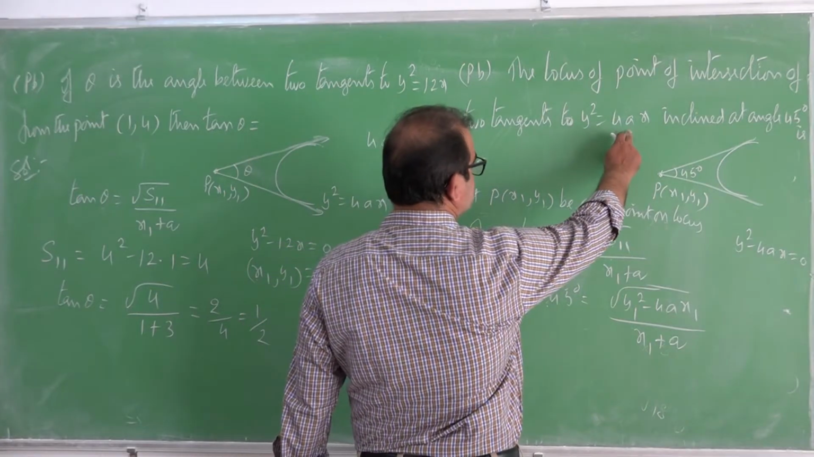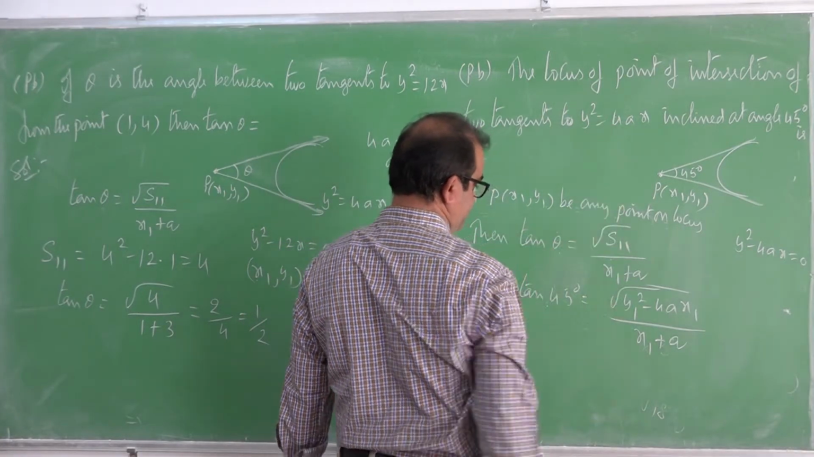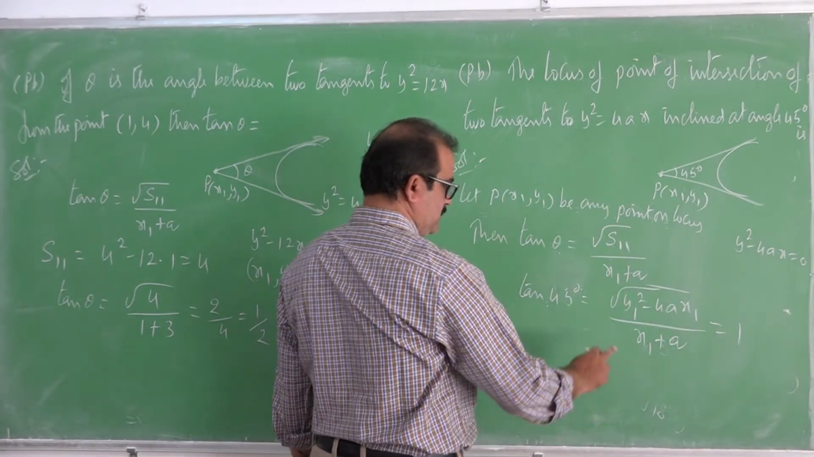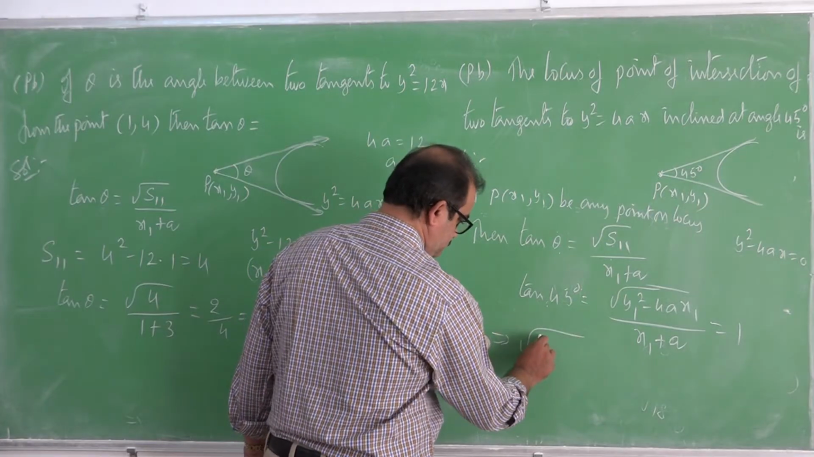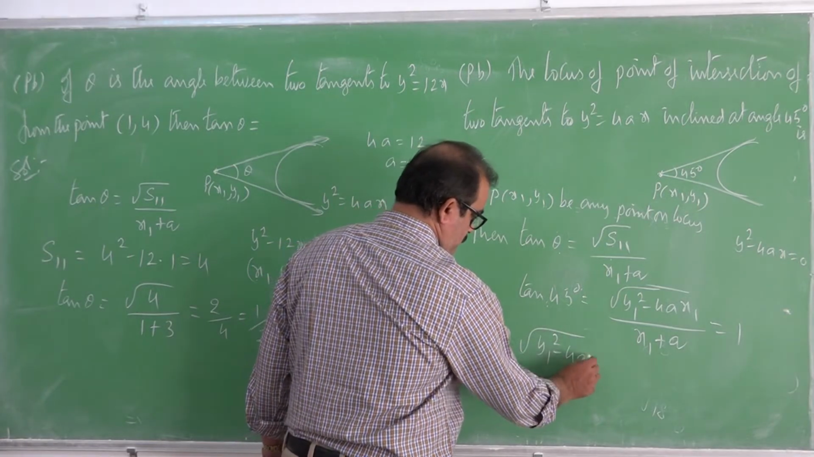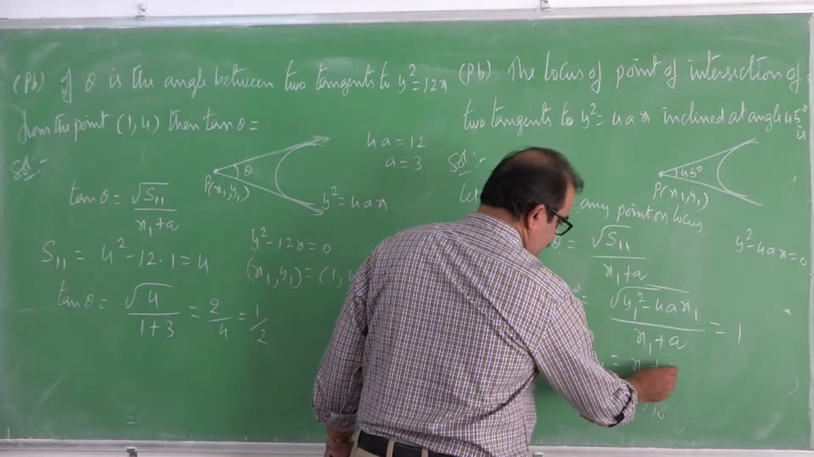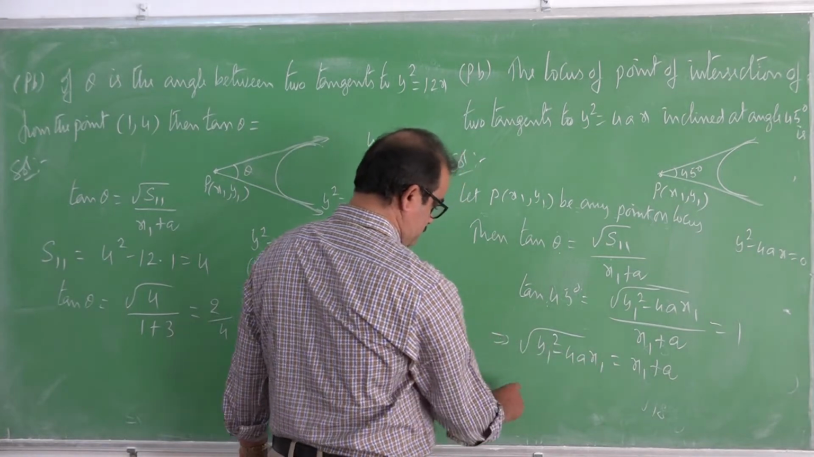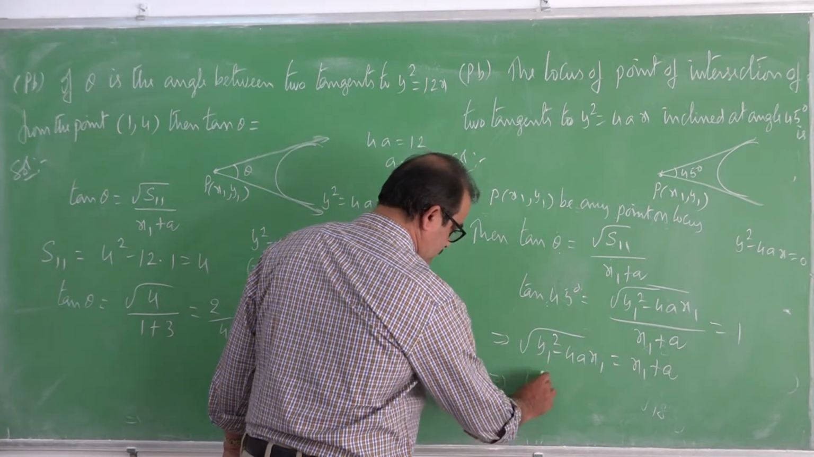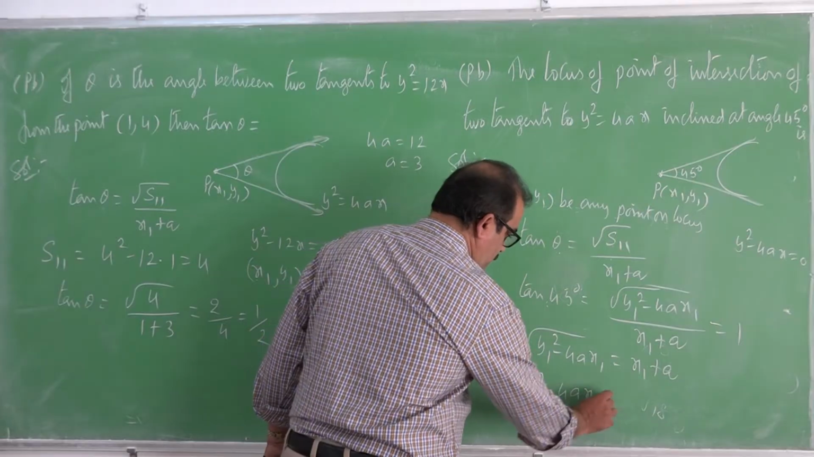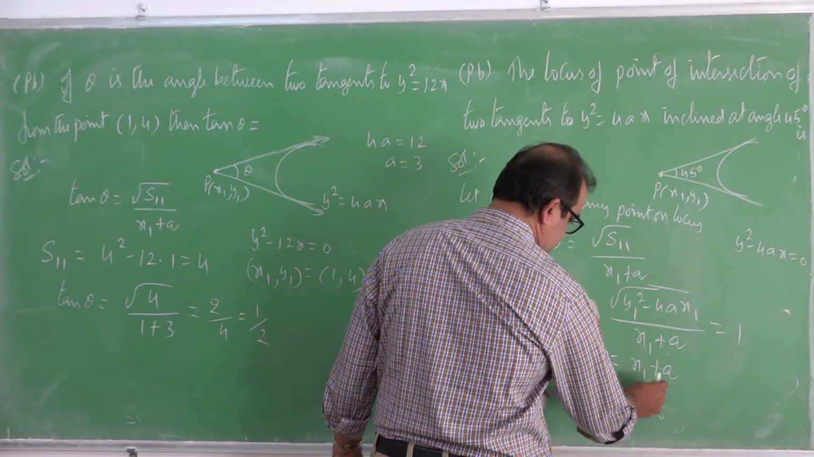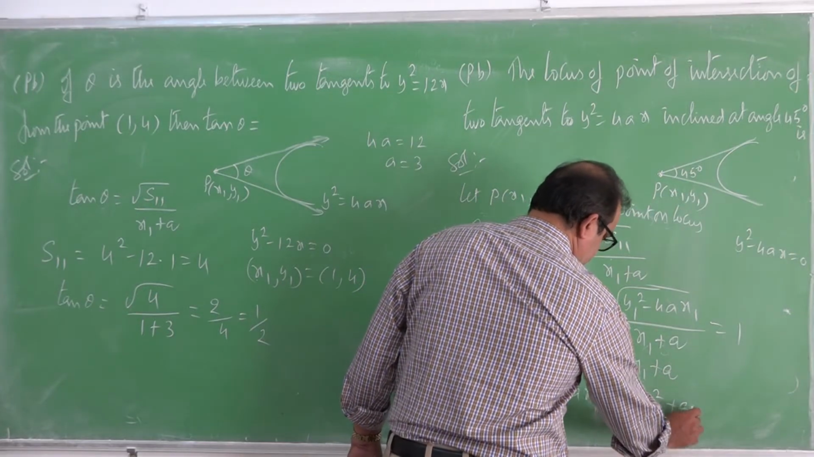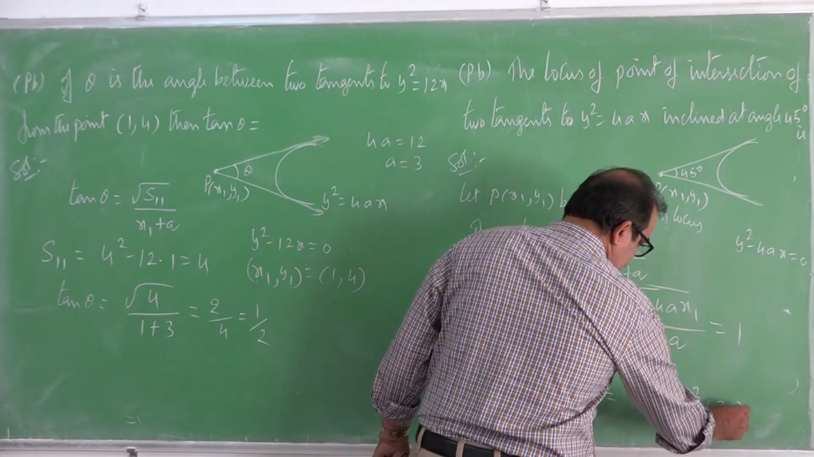Given parabola is in standard form, so a is a. What is the value of tan 45? Tan 45 is 1. Now cross multiply: root of y1 square minus 4ax1 is equal to x1 plus a. To remove the square root, squaring on both sides. X1 plus a whole square. Apply the formula a plus b whole square: x1 square plus a square plus 2a x1.